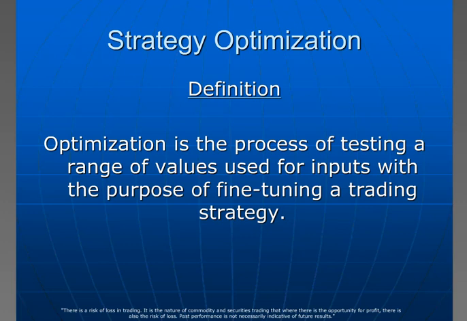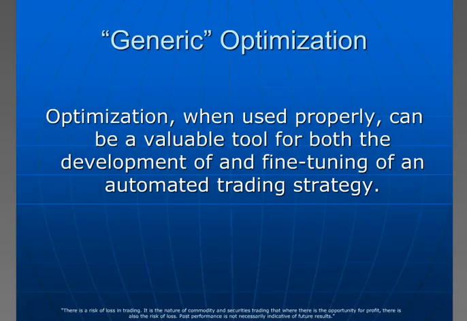Optimization is the process of testing a range of values used for inputs with the purpose of fine-tuning a trading strategy. Any automated strategy you put up has inputs that the user can define and therefore change how the system looks. What the optimizer does, in very simple language, is look at all those combinations and tell you which one or ones are working the best at that time. So that's all that optimization really is.